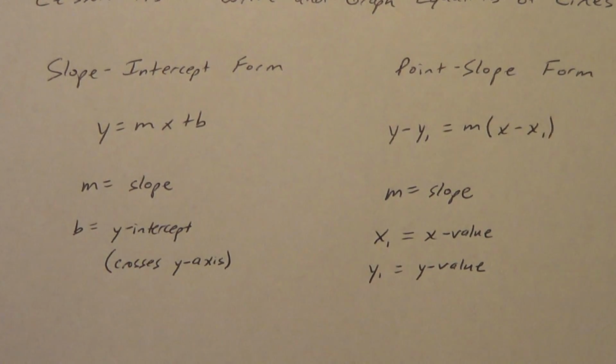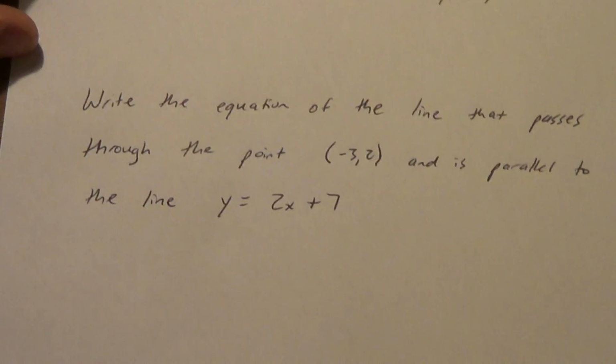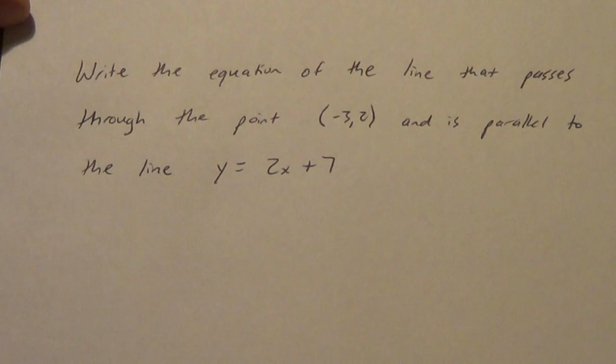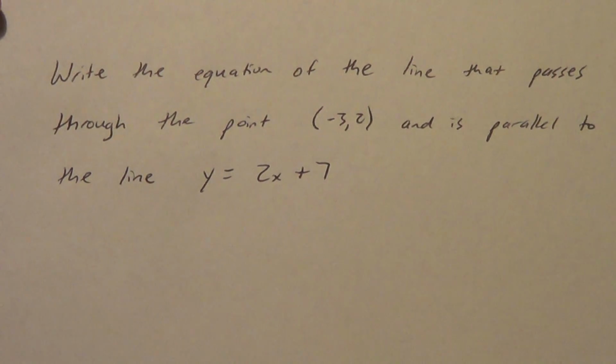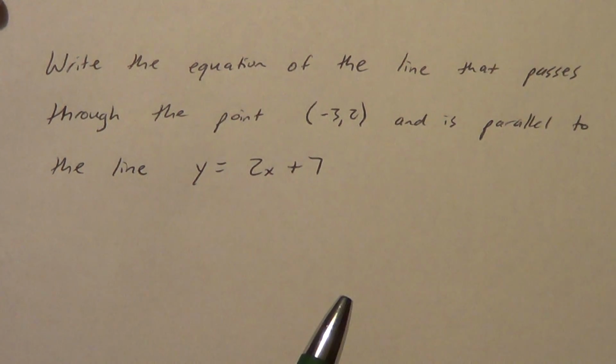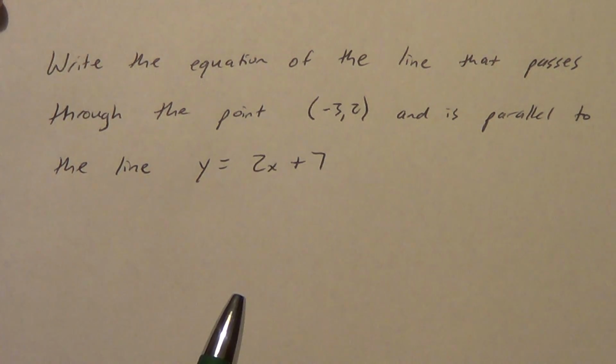Alright, here we go. We're going to write the equation of the line that passes through the point negative 3, 2 and is parallel to the line y equals 2x plus 7. So go ahead and copy this down. Remember, if you need to copy it down and I didn't give you enough time, just pause it.